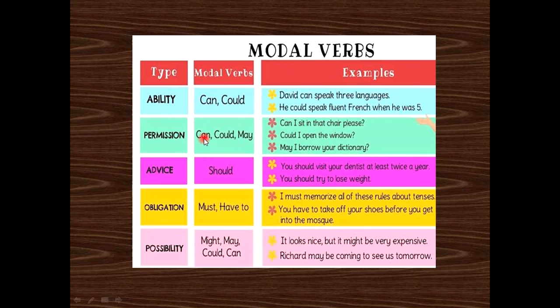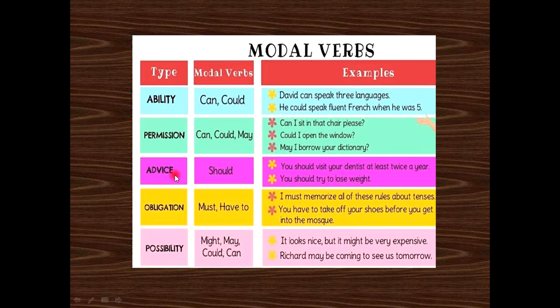Over here, permission. If I say, can I sit in that chair please? It means I'm asking permission from anyone to sit on the chair. Obviously this is a question, so we have to put the question mark at the end, and the sentence starts with can, which is the modal verb of permission.